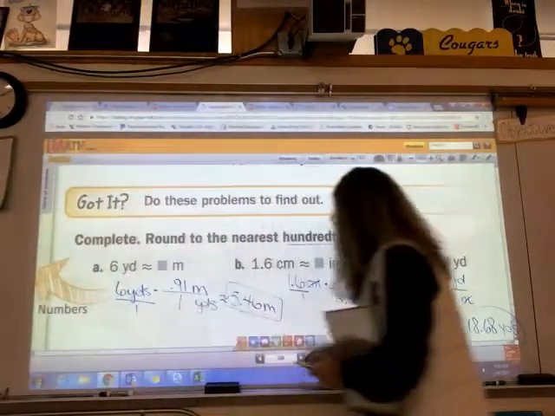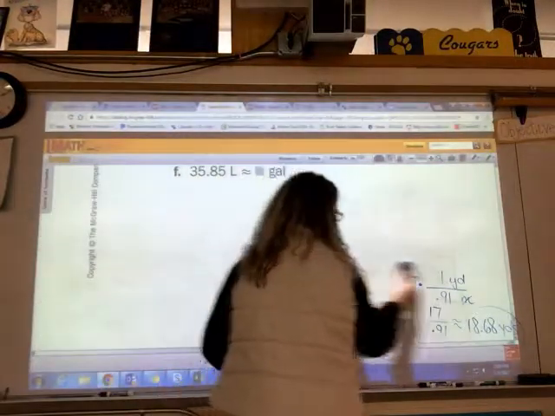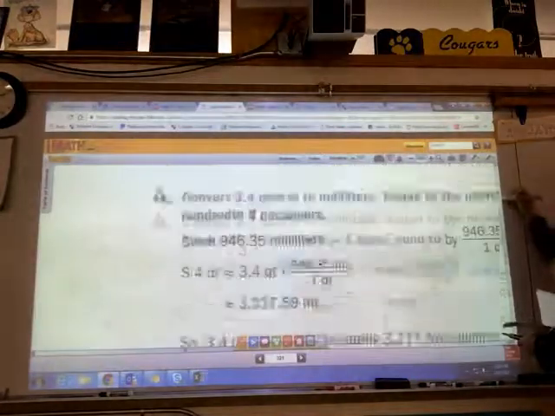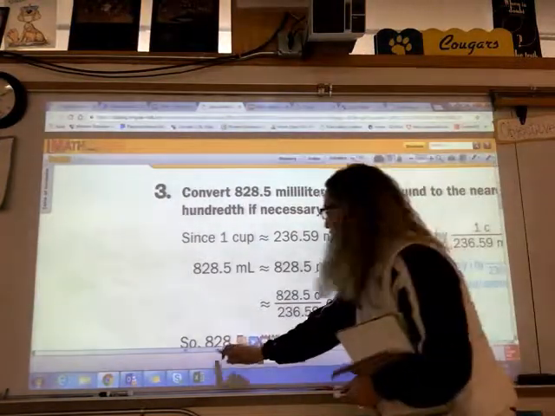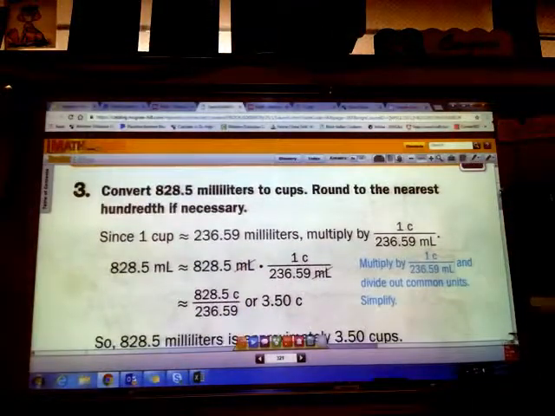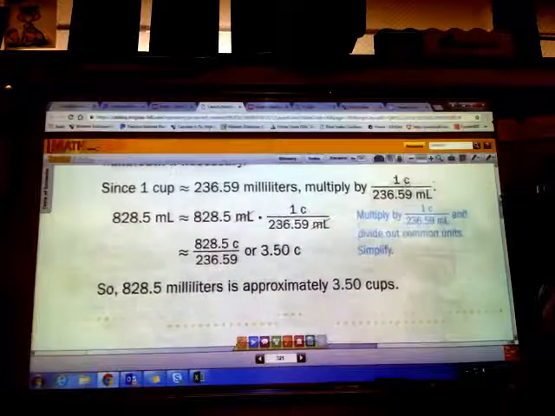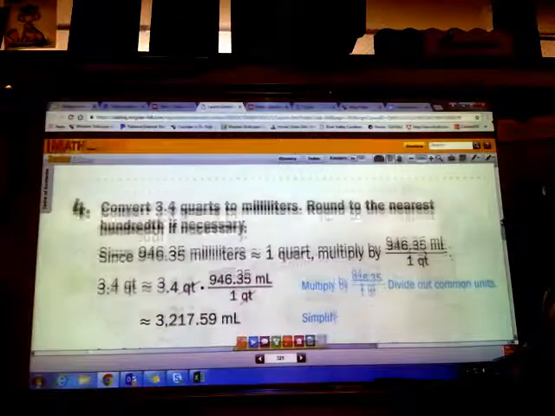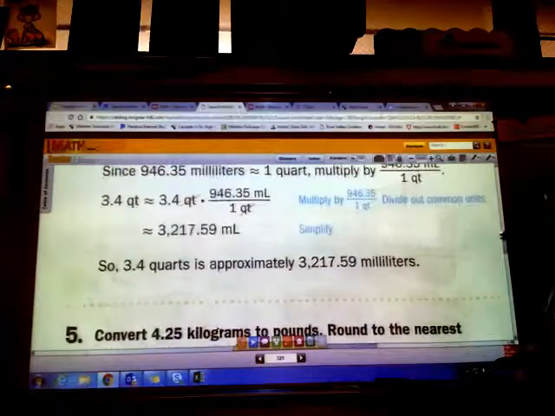Okay, let's go ahead and take a look at 321. The previous 3 examples were all working with length. Okay, so hopefully you kind of noticed that. The next page you're going to see at the top, okay, this one is asking you to convert 828.5 milliliters to cups. Okay, so when we're looking at this one, we're focusing more on capacity. So there's an example there that I would like you to look at. Same setup. Take some time to look at that. Same thing with example 4, so you may want to pause your video to look through those 2 examples.